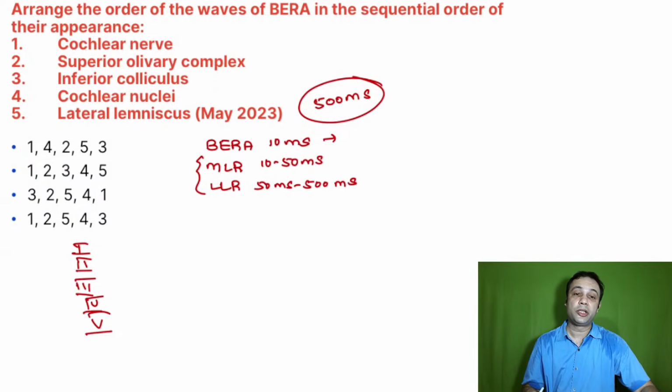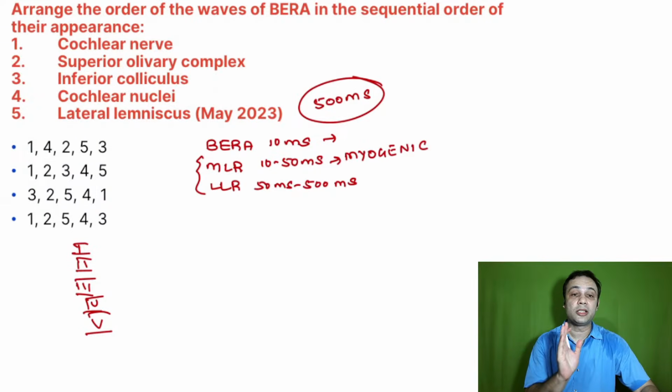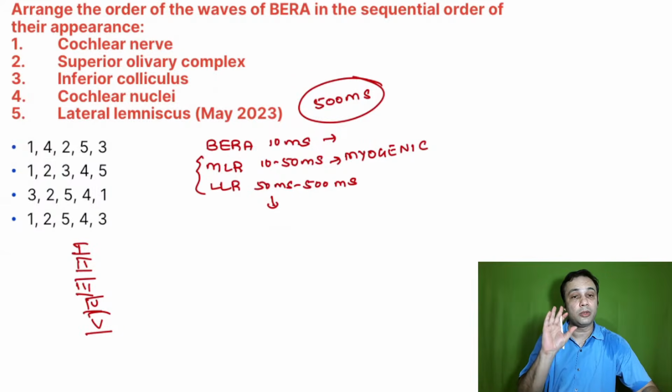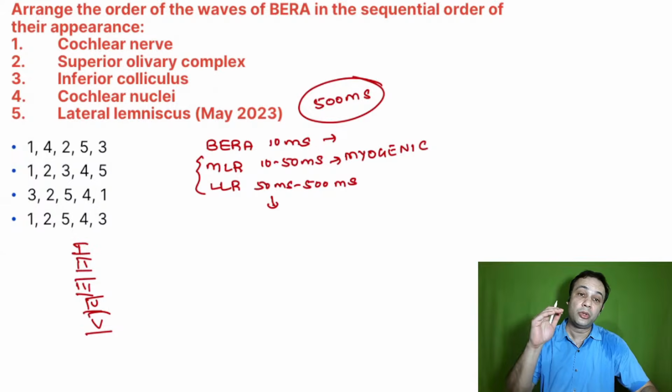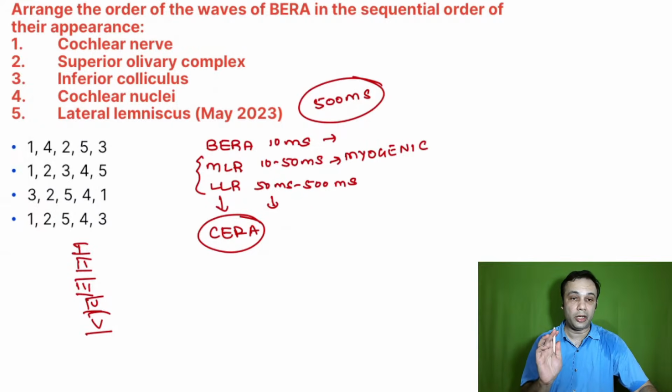What constitutes the middle latency response? It is more to do with myogenic origin. What constitutes the late latency response? It is more to do with higher centers. When you talk about higher centers, you're thinking about hippocampus, limbic cortex, thalamus. These are responsible for your late latency response. So this late latency response is also called CERA, that is cortical evoked response audiometry, right?